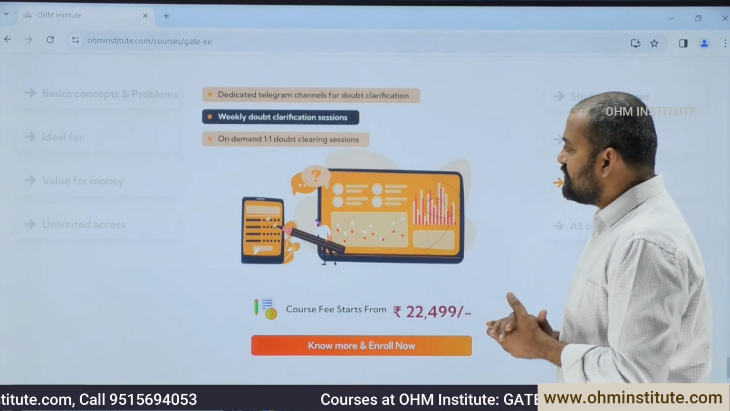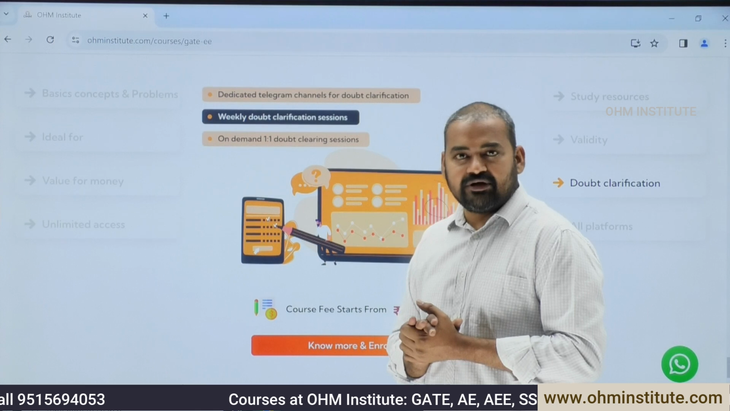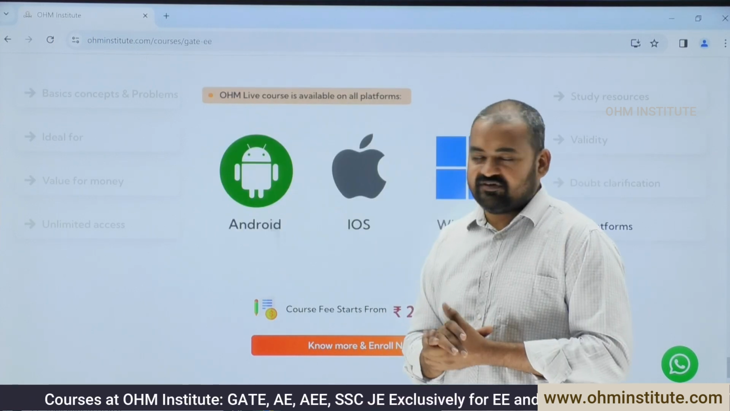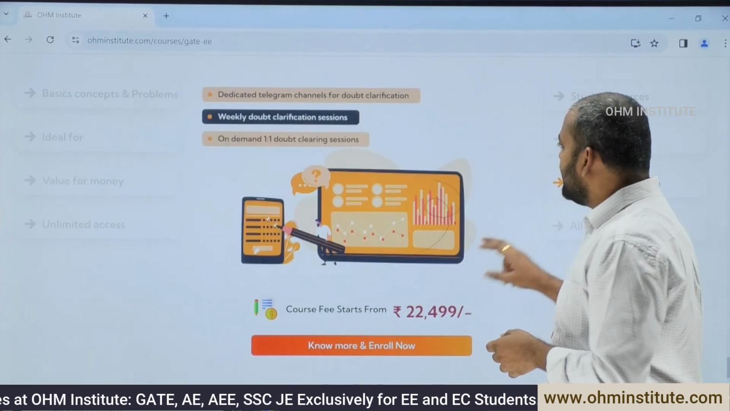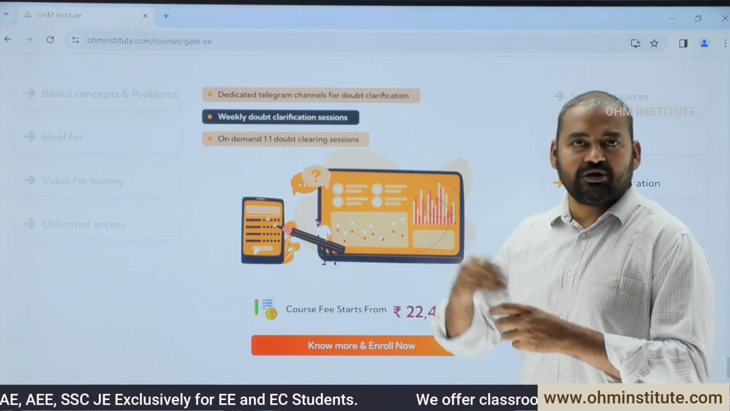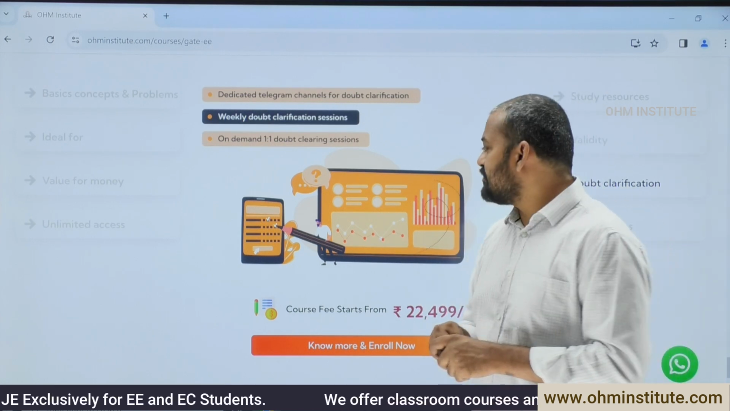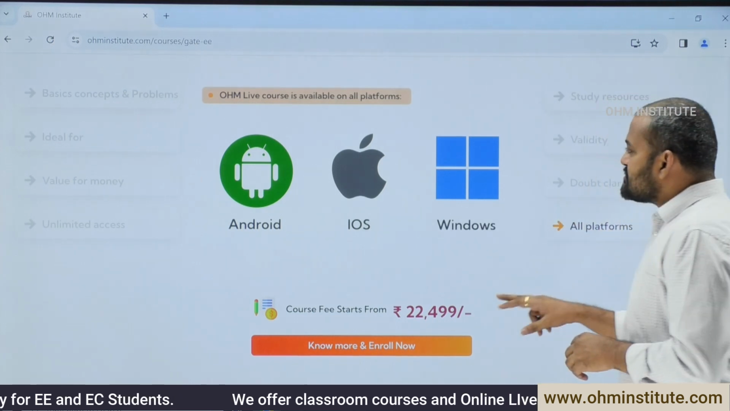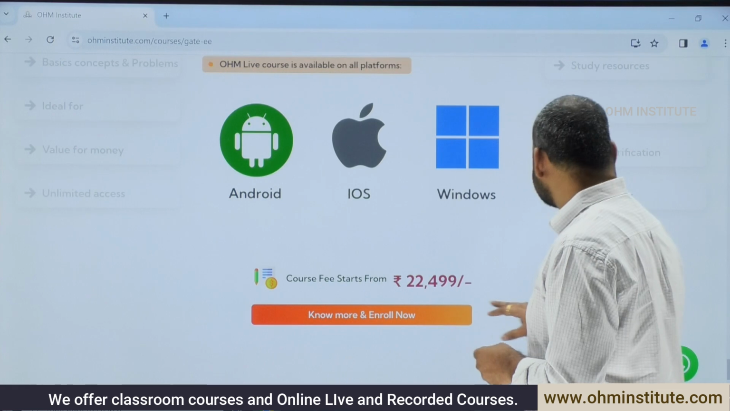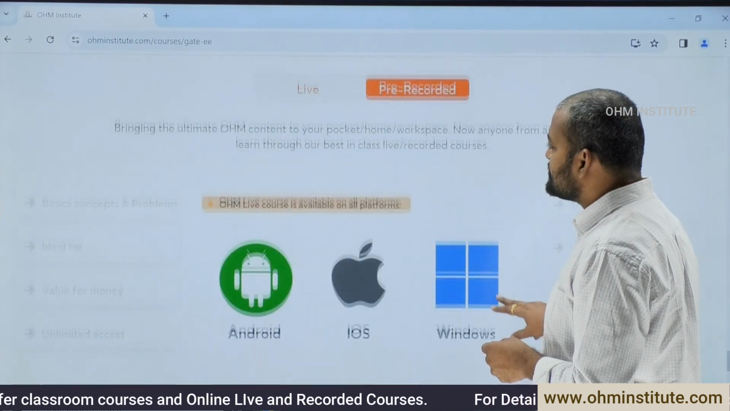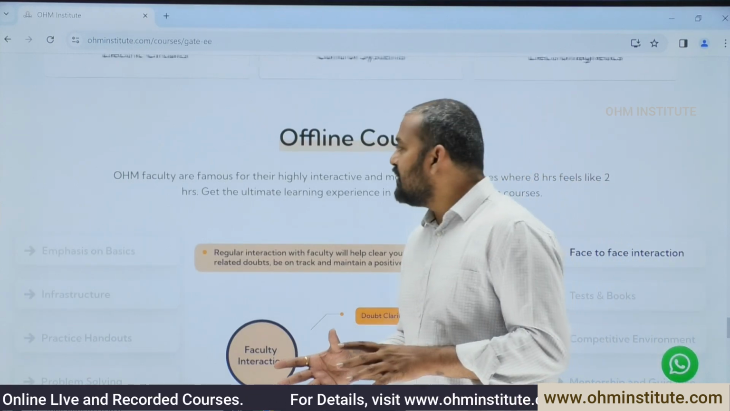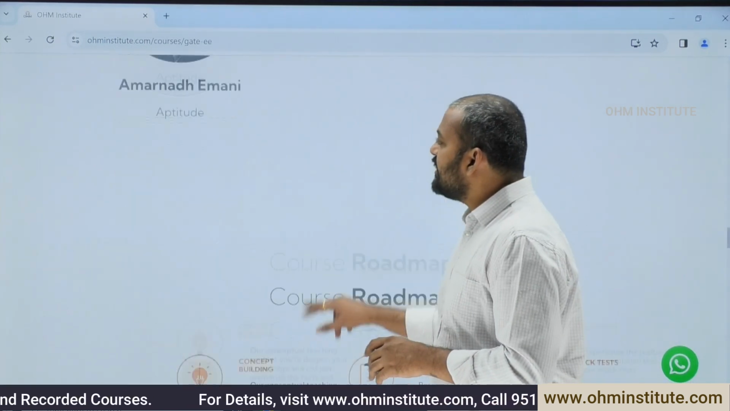Doubt clarification is the same. You'll be having dedicated Telegram groups, and also we will conduct one doubt clarification session every week. You can also have the faculty details, mail ID or mobile number. You can always contact them whenever you have a doubt. Even our recorded course is also available on all the platforms. Based on the requirement you can choose. That's all. These are the courses that we have, and this is how we deal with this GATE course at Om Institute.